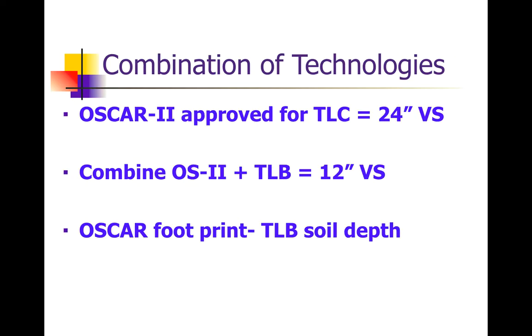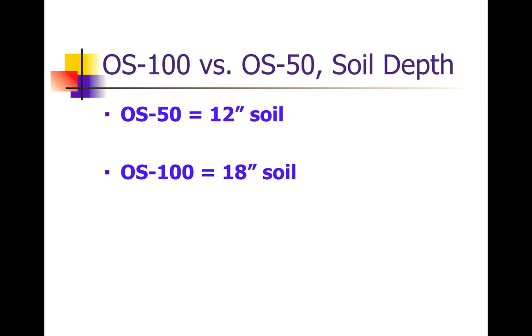But if you combine the Oscar 2 with another technology, for instance with an ATU that meets TLB on its own, by combining the Oscar 2, we can take advantage of the Oscar footprint and the TLB soil depth requirement of the treatment unit. So again, when we do that, then the OS50s can be used with as little as 12 inches of soil depth. The OS100s, again, we need to have at least 18.